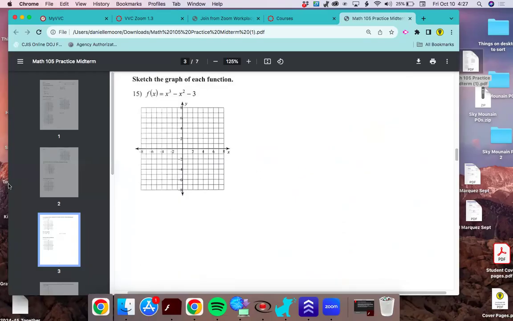Okay. Sketch the graph of the function. If I saw something like this, there are different ways you could go. You notice it's a cubic function, an x to the 3 polynomial.